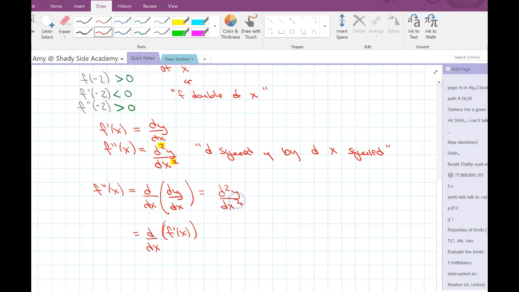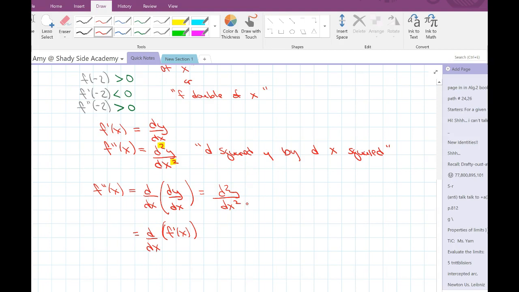Someone once asked me, then why shouldn't there be a parenthesis around the dx squared? And the answer is yes, you would think there would be. And I think the reason why there's not is because that just looks ridiculous. D squared y by dx squared.